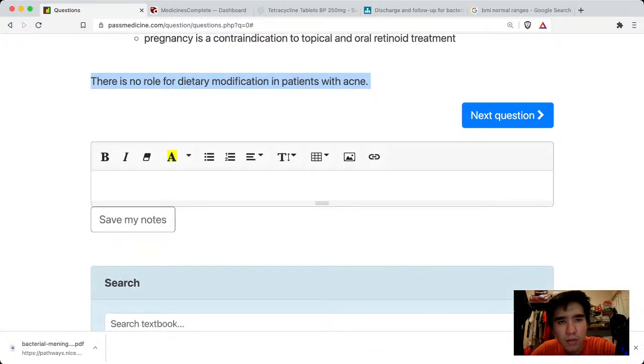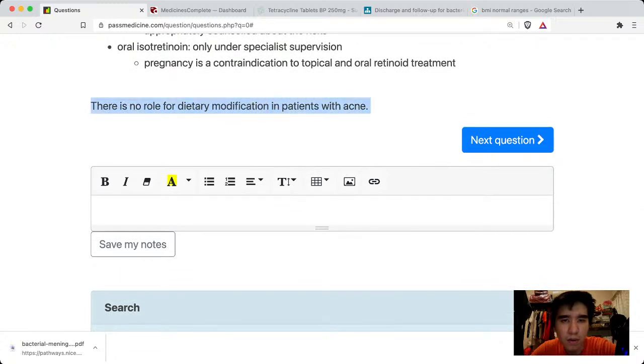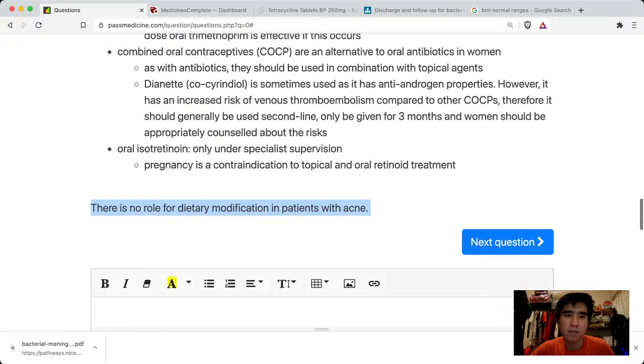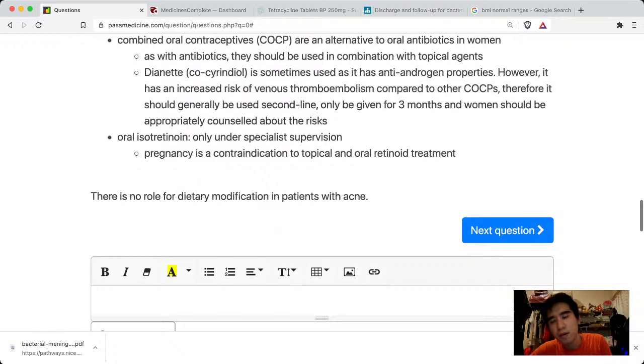There's no role for dietary modification. No, this is wrong. Now new evidence has shown that you can advise reducing, what do you call that? Cutting out the milk stuff. Dairy products, yes. Cutting out dairy products in your diet will improve your acne.